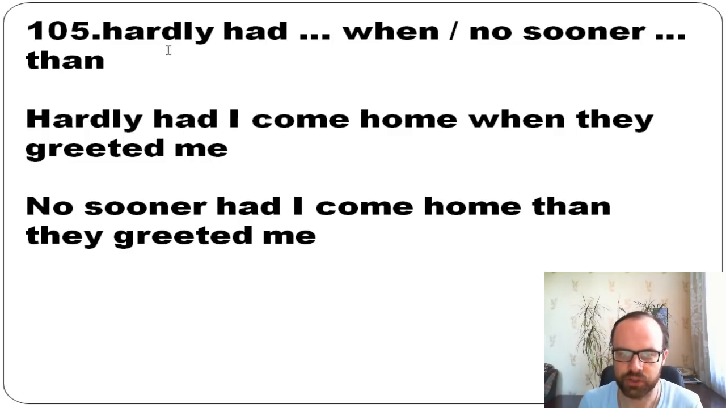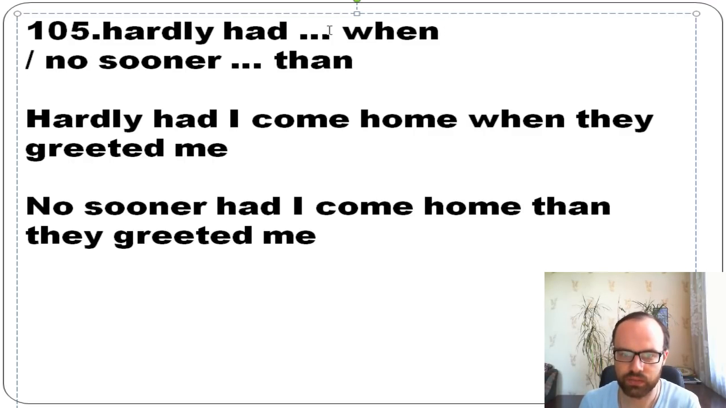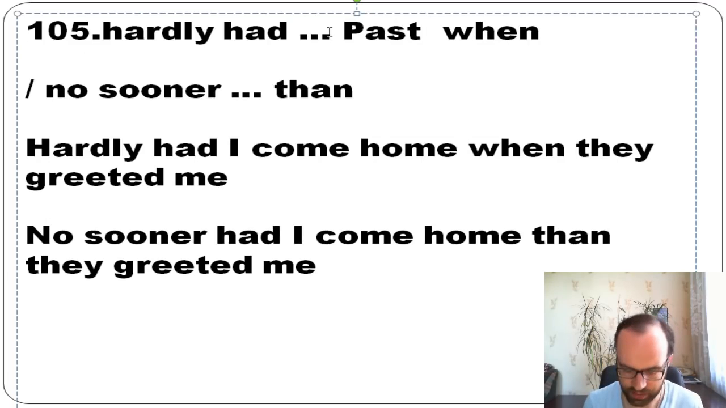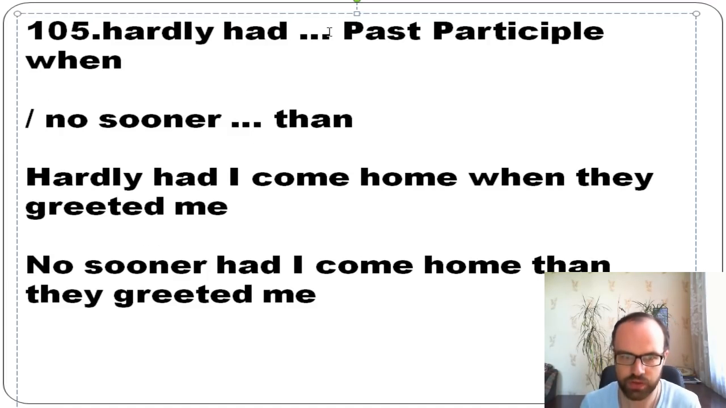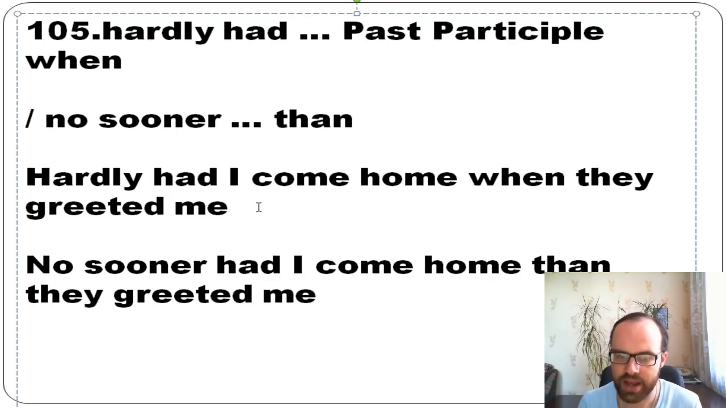Okay, next. This structure is difficult: hardly had, when; no sooner, than. Look, hardly had I come home, so you need to use hardly had and then the past participle, the third form. Hardly had I come home when they greeted me. It means that I came home and then they greeted me immediately.